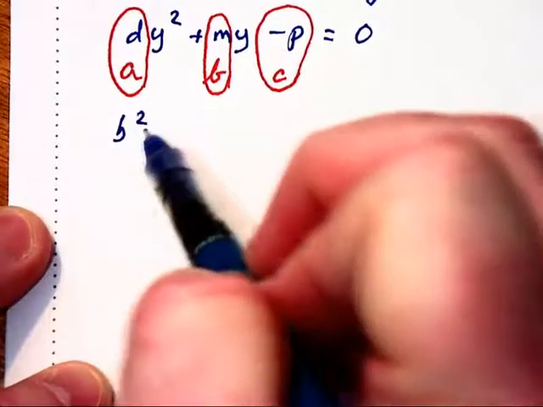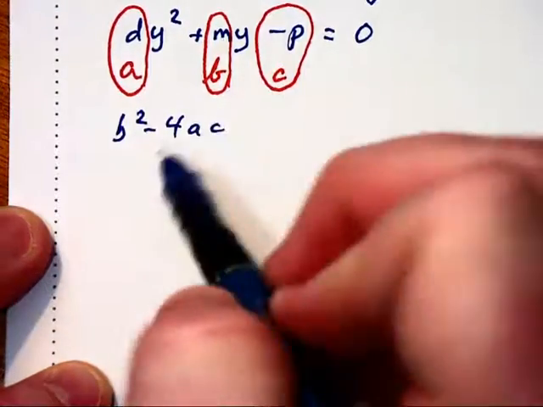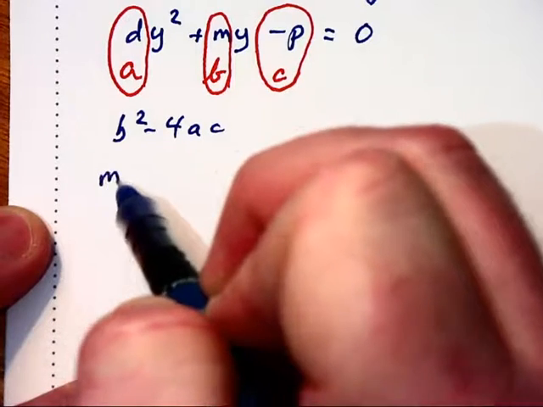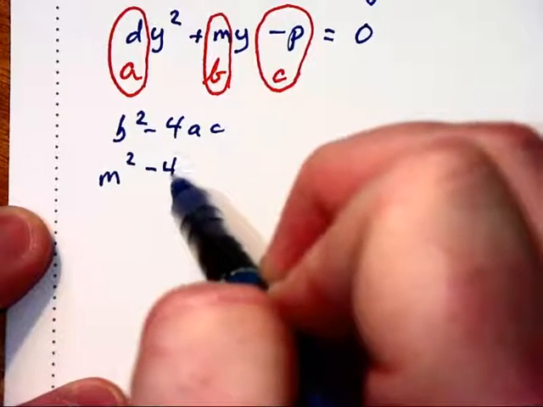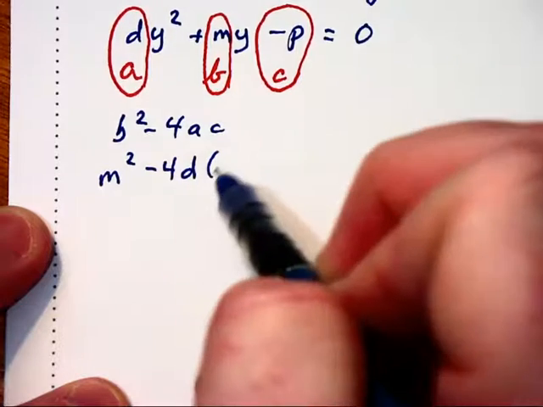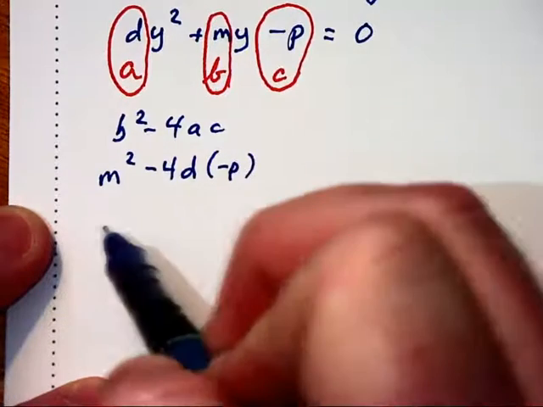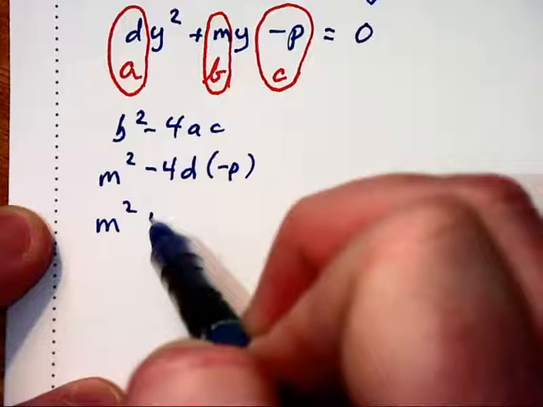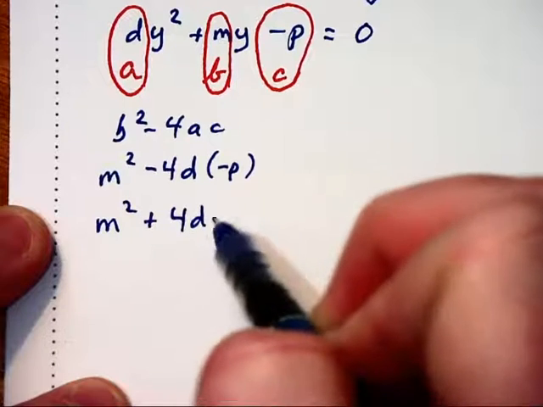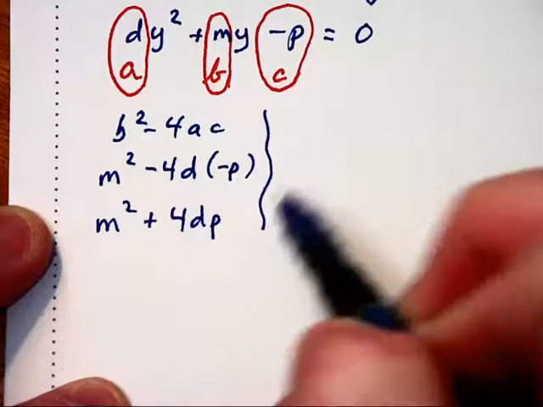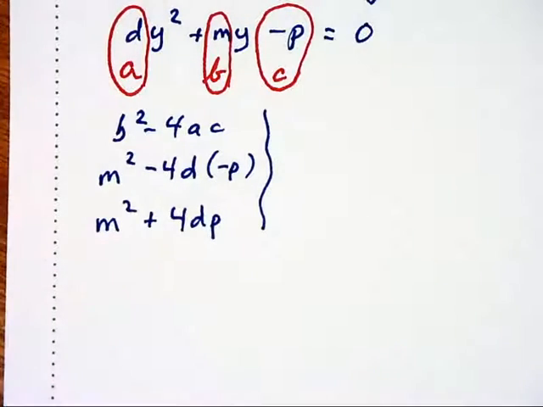b squared minus 4ac. b squared changes to m squared minus 4 times d times negative p. We now have m squared plus 4dp as the value of the discriminant.